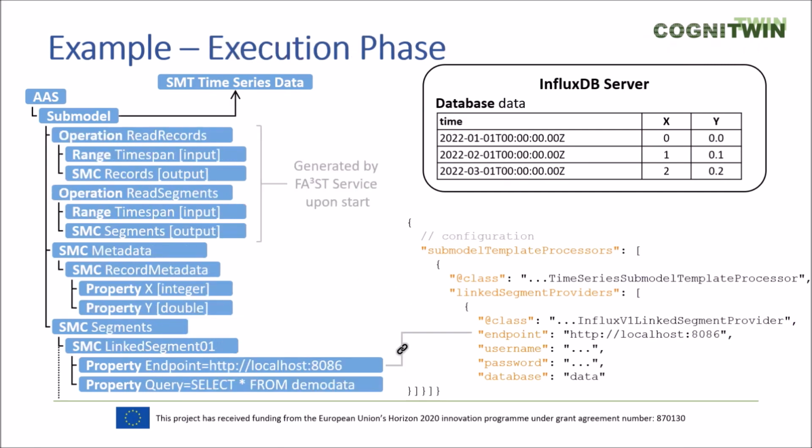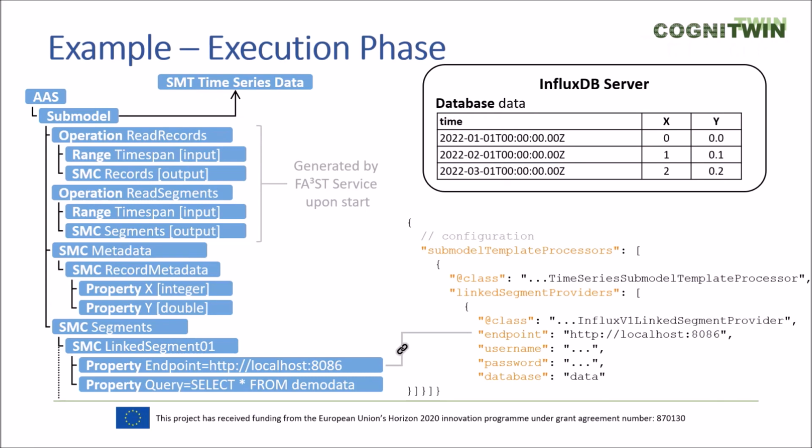Upon starting with the shown model and configuration file, FAST service will identify the submodel as an instance of the submodel template Time Series Data and generate the operations. Users can now use these operations to access the data in the time series in a unified way without having to deal with different databases or file formats.